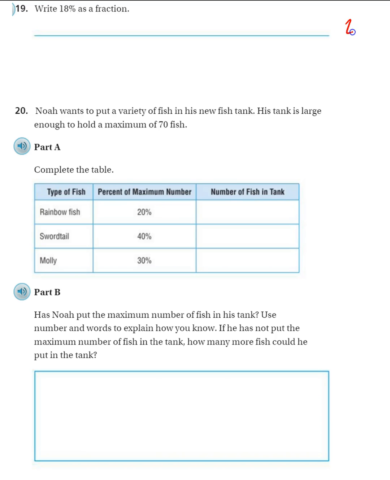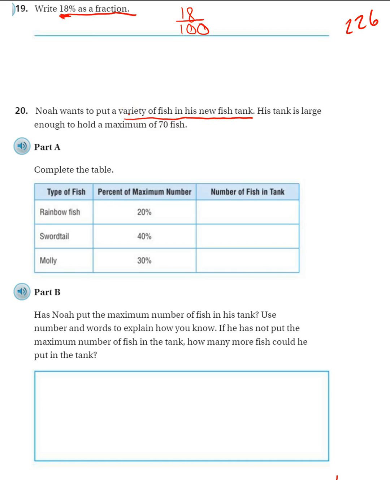All right, last page. I'm on page 226 of the Go Math textbook, last page of the Chapter 5 test review. Okay, write 18% as a fraction. Well, that's pretty simple. 18% is 18 per 100. How many per 100? 18. Done.